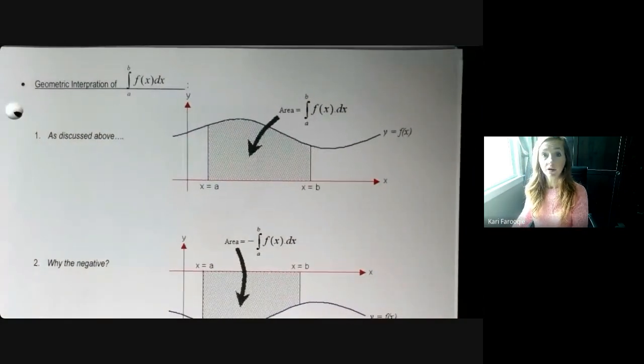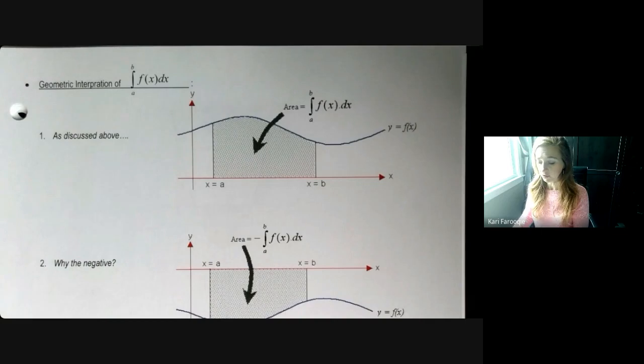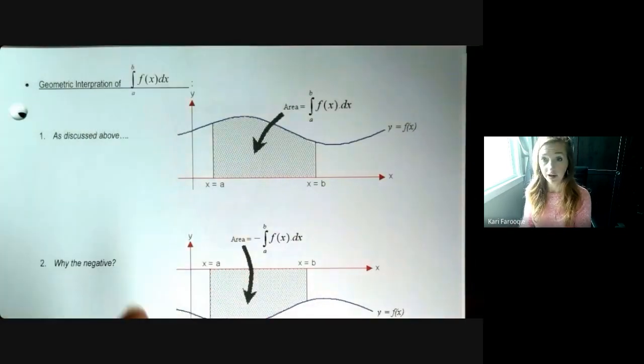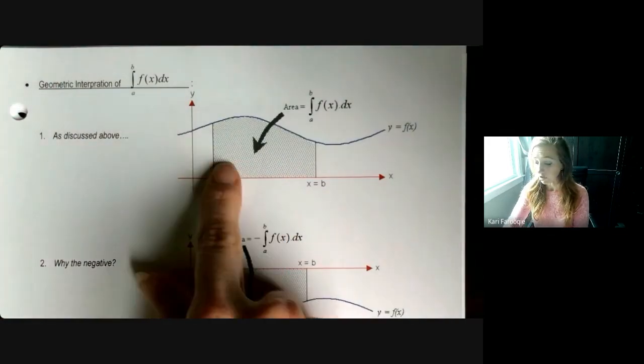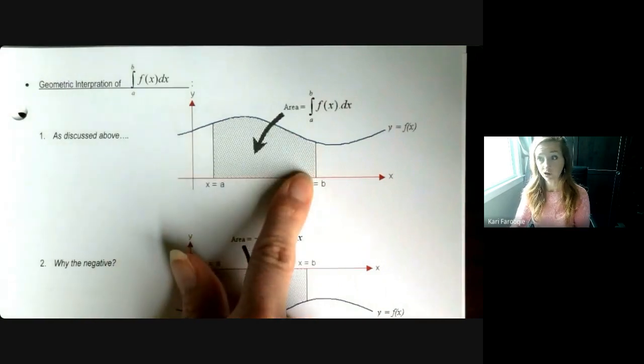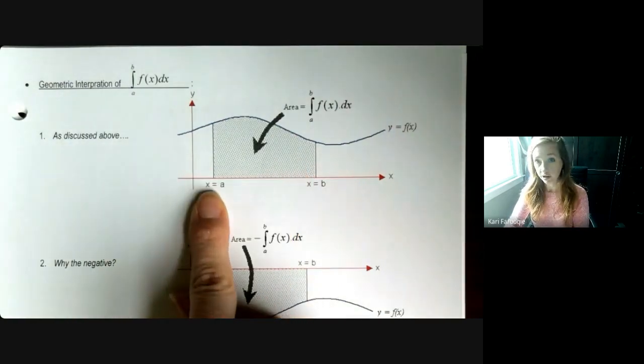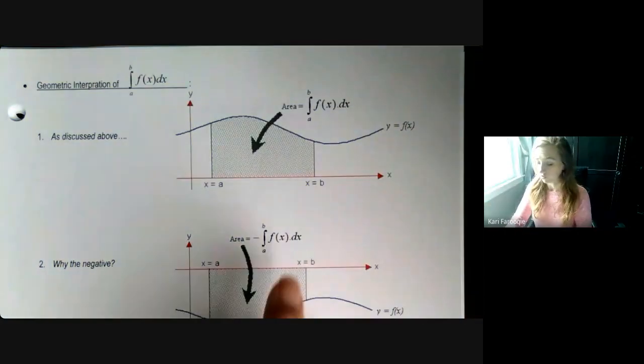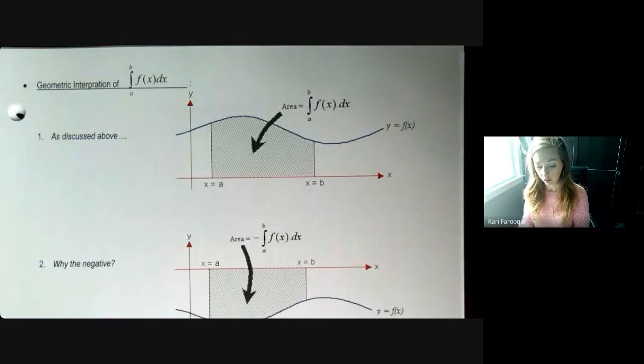Okay, so here's the geometric interpretation. If you're talking about the integral from a to b of f of x dx, what we're talking about is this gray area, this shaded area. So you're going from x equals a to x equals b. Those are your cutoffs. And the area is just covering this space underneath the curve.